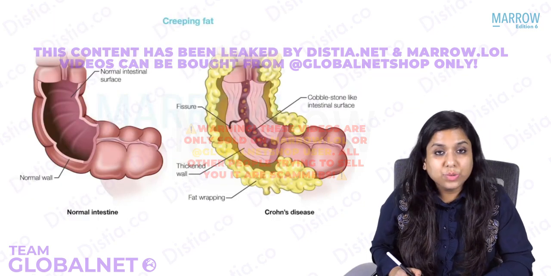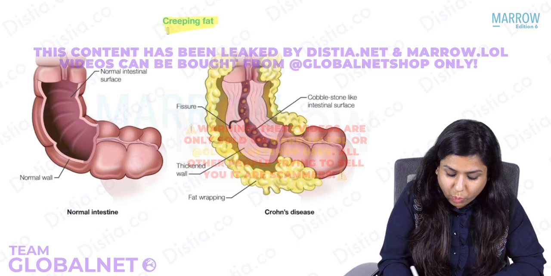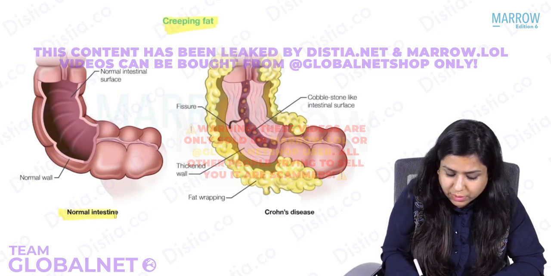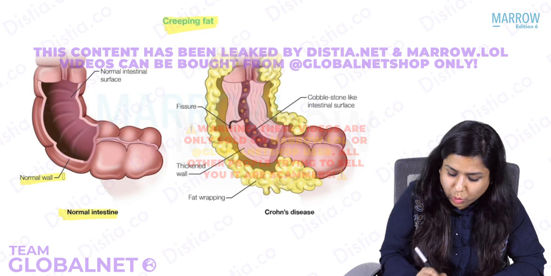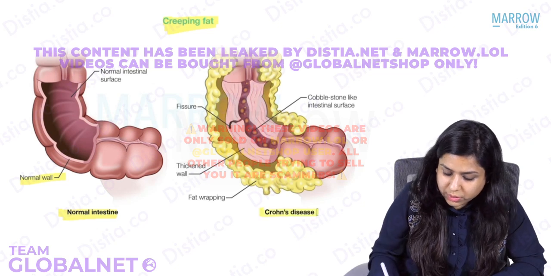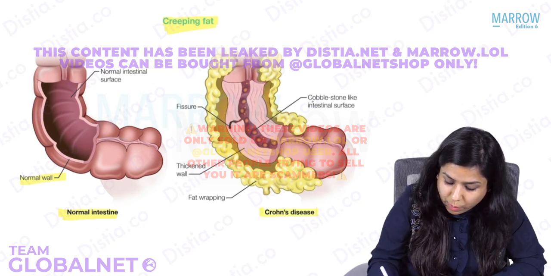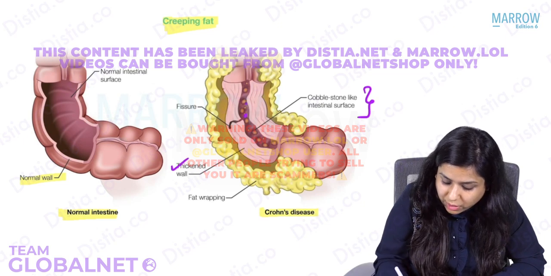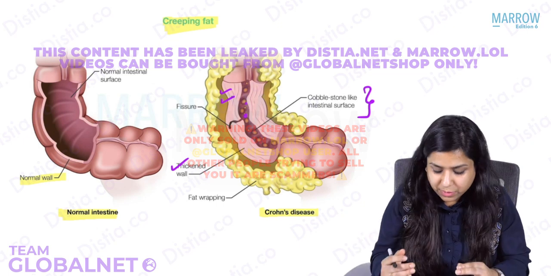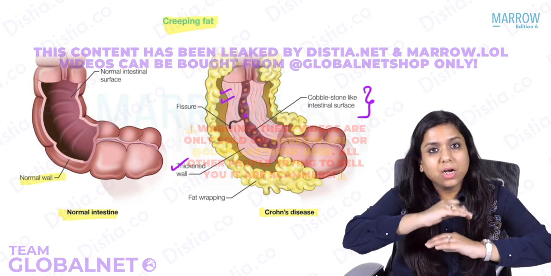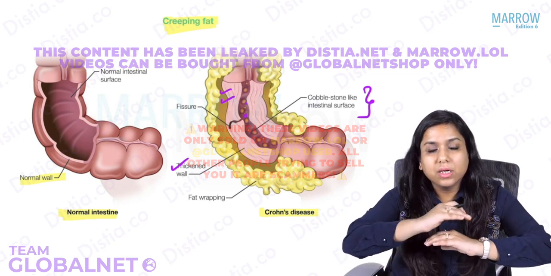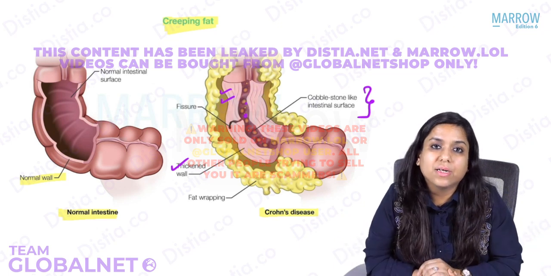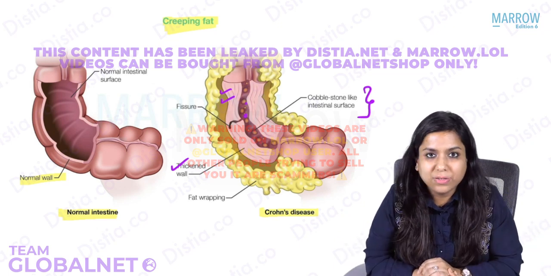Then again, students, this image, what do you see in this image? This is the normal intestine in which you can see the normal wall. In Crohn's disease, you can appreciate the cobblestone appearance of mucosa. Then, students, there is a thick rubbery wall. Can you see the wall becomes thick and rubbery? The fat starts wrapping this wall. It starts covering the serosal surface. That is called a creeping fat. Right? All the things clear?